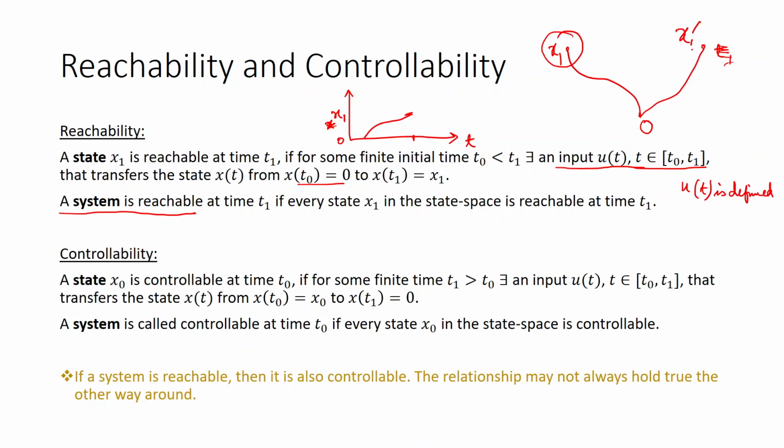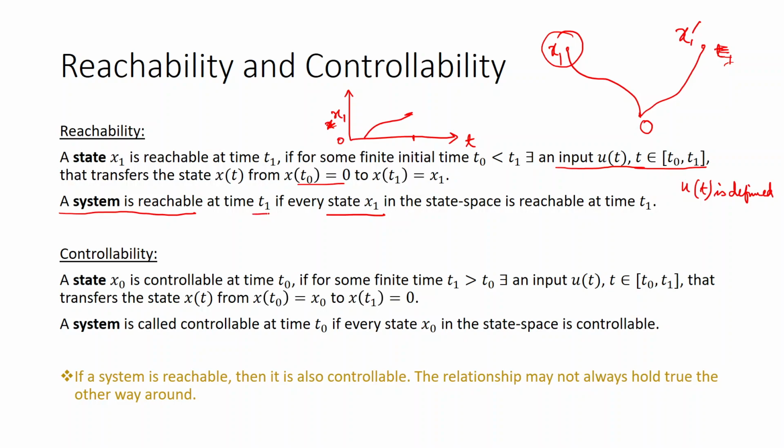Okay, so in this way we can check for every state x1, all the possible states, which means basically you are testing for the entire state space, right? You are testing for the entire state space. So if for every state x1 in the state space we can reach that x1, then we call the system to be reachable at this particular time t1.